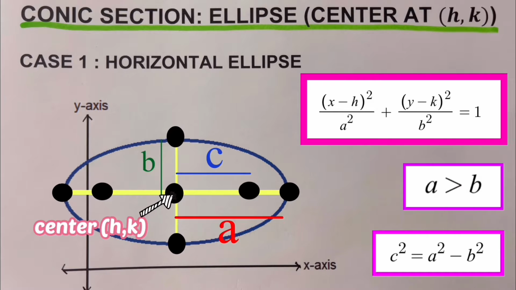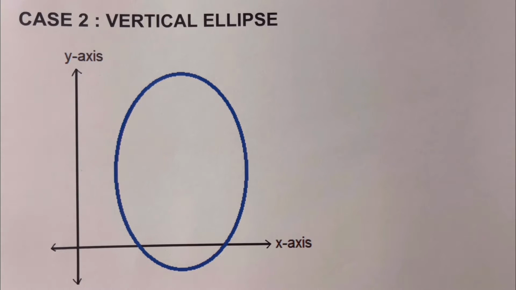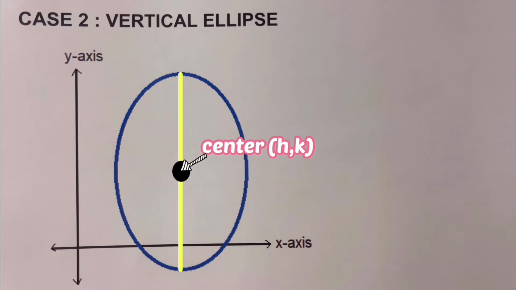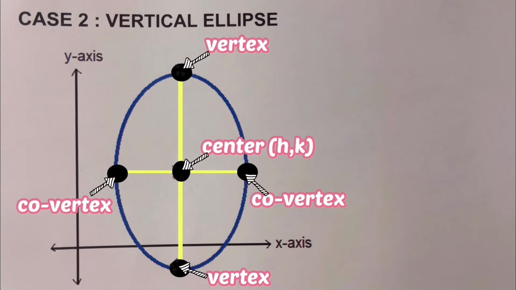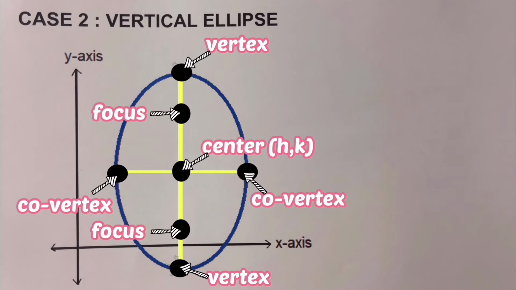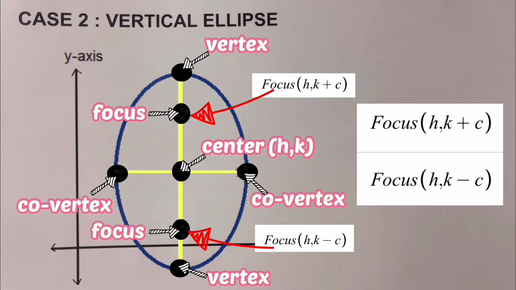Now, let's look at the second case of an ellipse. The second case of an ellipse is the vertical ellipse. We pretty much have the same parts. We have the center. We also have the major axis. We have the two vertices. We also have the minor axis. We have the two co-vertices. We also have the two foci. Now we remember that the coordinate for the focus of a vertical ellipse is (h, k ± c).